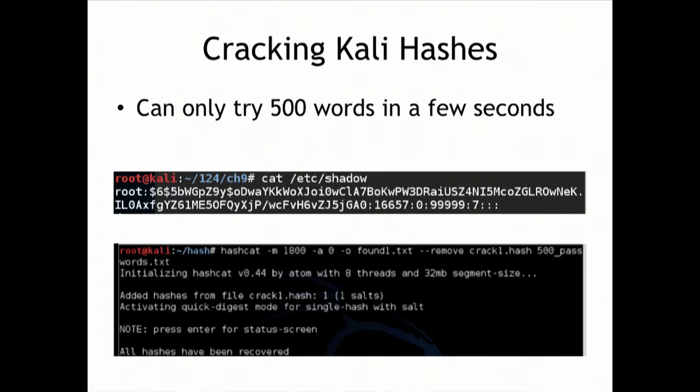So if you have a Windows password, it has to be much longer and more complex. A Kali password that just isn't, you know, the name of your dog plus your birthday is probably good enough if it's a Kali password hash you're trying to crack.